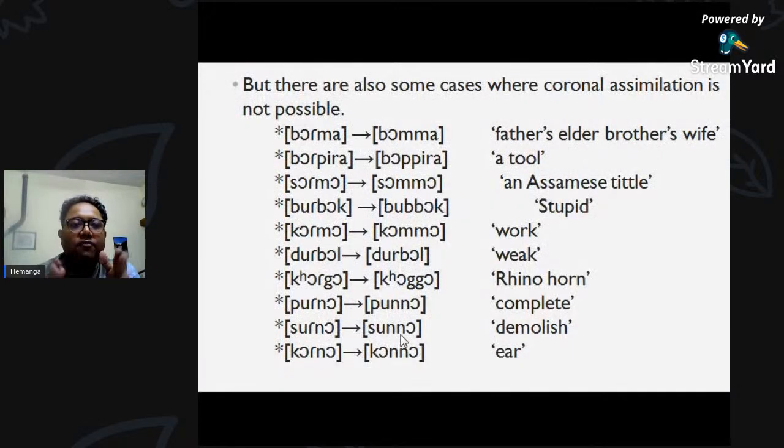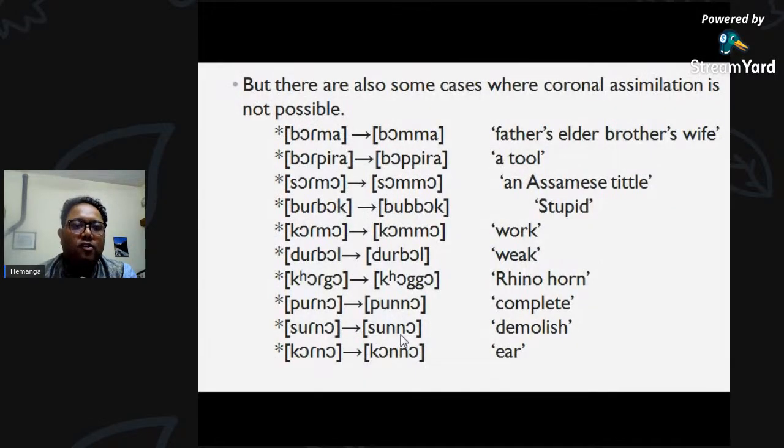But what happens if we look at some of the other examples, like Burma? As per the rule, Burma should have been Bomma, Borpira should have been Bokpira, Sorma should have been Somma, Burbok should have been Bubbok, Korma should have been Kumma, Durbal should have been Dubbol, Kharga should have been Khogga, Purna should have been Punna. So this doesn't happen. So what does it tell us?